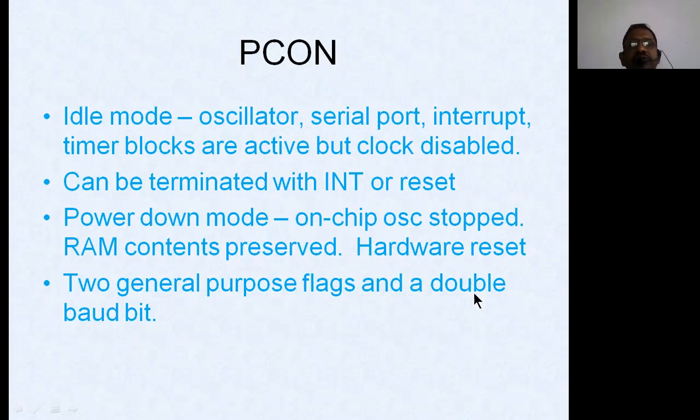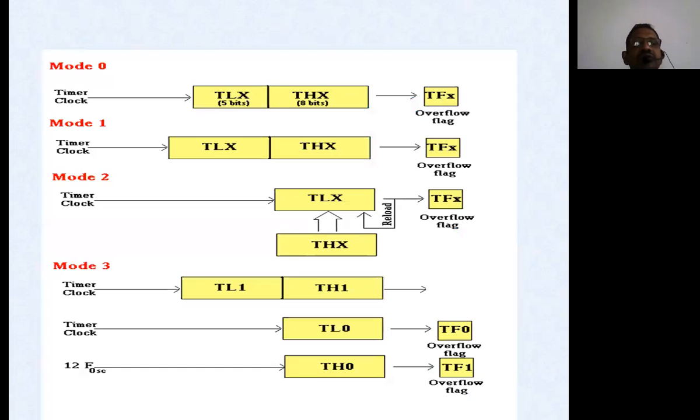So it supports hardware reset also. 2 general purpose flags and a double baud bit are normally used. So here this PCON register is going to use 2 general purpose flags. These are the various modes of timers: mode 0, mode 1, mode 2, mode 3 of the timers.